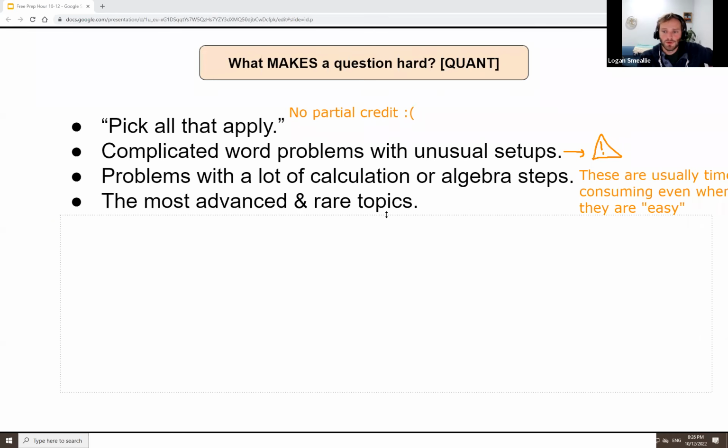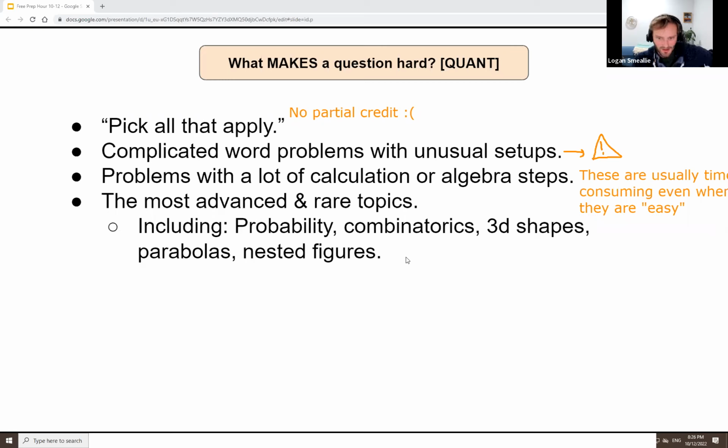And then in math, this one, some of the stuff I mentioned, like pick all that apply, is going to apply for verbal as well, but this one's really math specific. In math, on the GRE, there's just a lot of topics that are on the table, and the most advanced and rare topics are statistically going to be more difficult because it's less likely that you studied them, and they might just be more difficult topics. So some examples that I just came up with quickly include probability, combinatorics, 3D shapes, parabolas, nested figures, which is usually when it's like a triangle inside of a circle or a rectangle inside of a triangle or something like that.